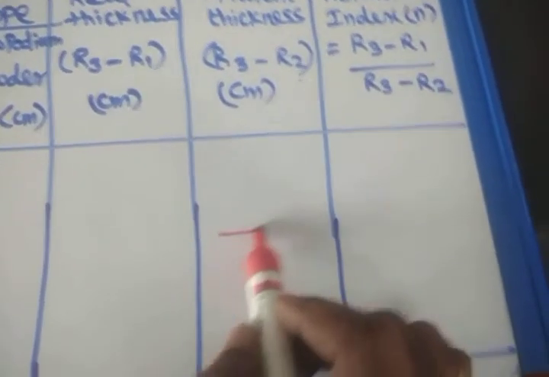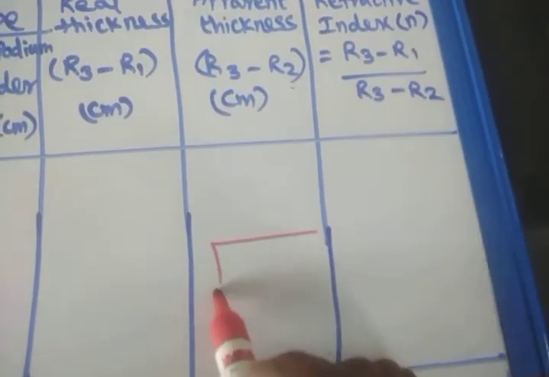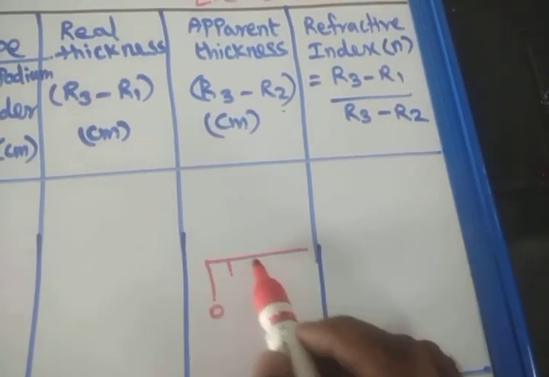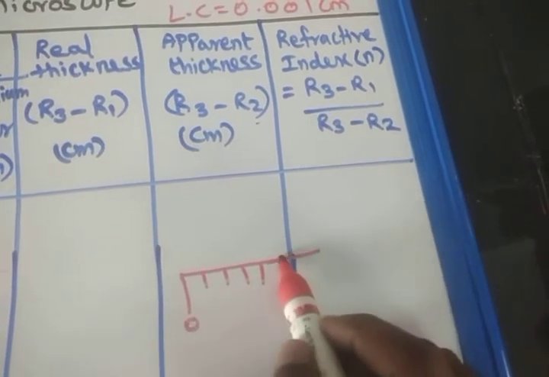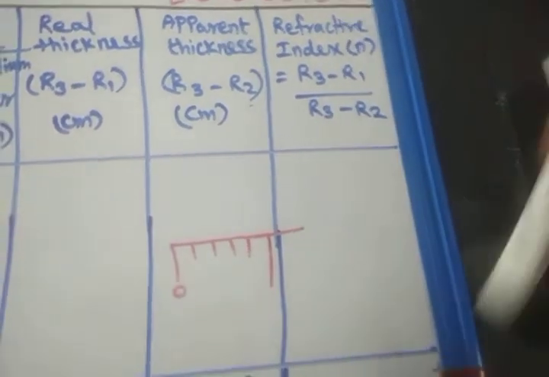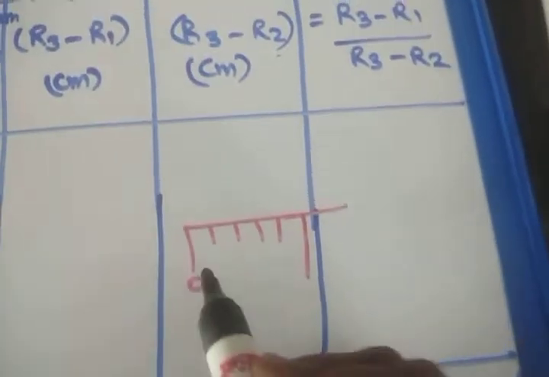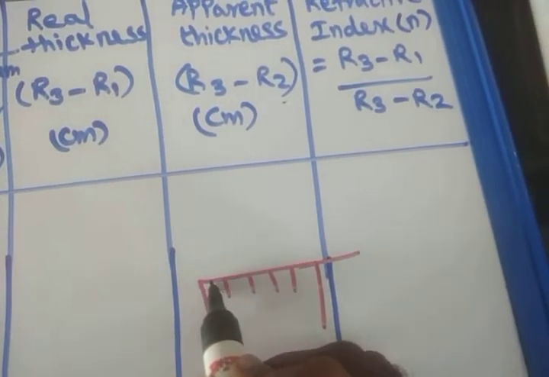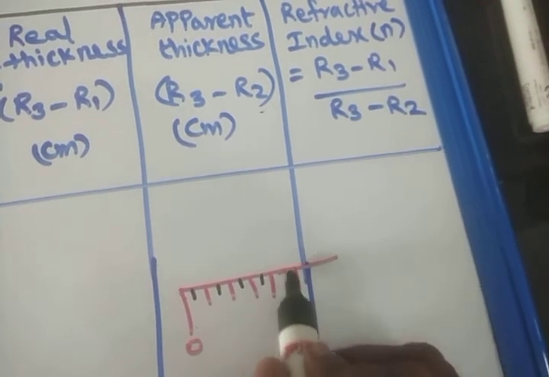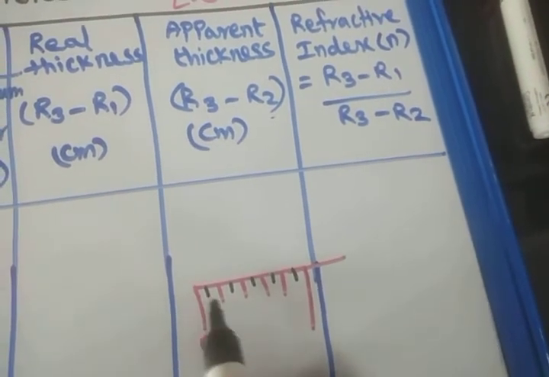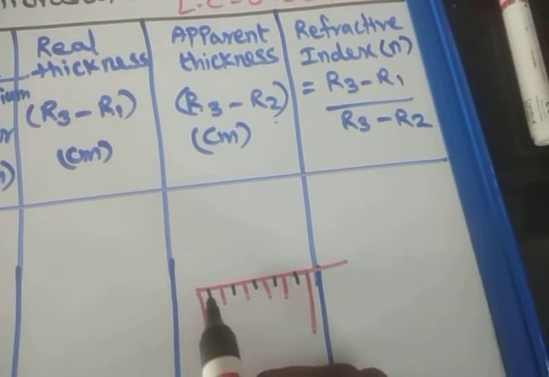Dear students, I want to give one additional piece of information. Let us assume that this is the main scale of the traveling microscope. This is 0.1 centimeter, 0.2, 0.3, 0.4, then 0.5. So these are the actual divisions in the normal centimeter scale. But in the traveling microscope, there will be a small division between 0.1 and the next one. So it is easily identified. This small line is shorter than this length.